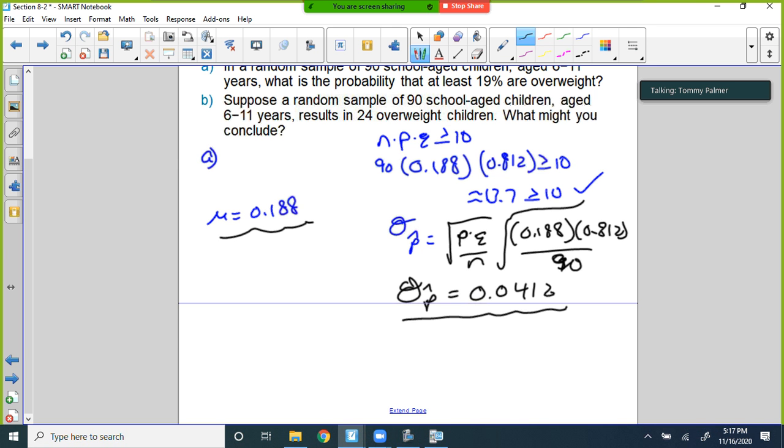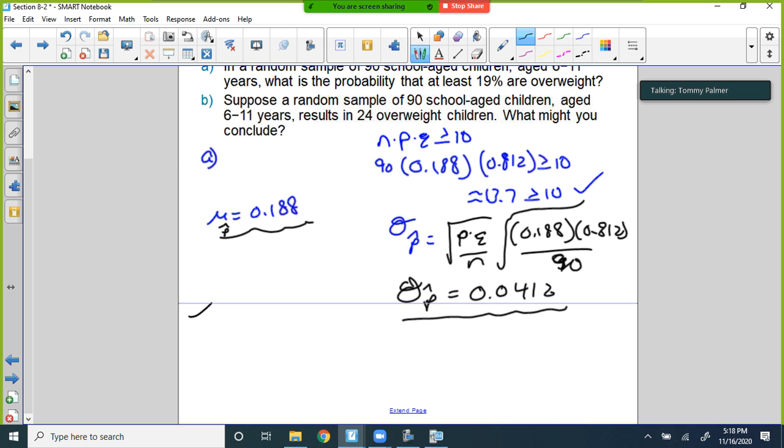So worst case, you're going to have to find the standard deviation of p hat. All right. We can say the mean of p hat there as well. So we're not done, because what is the probability that at least 19% are overweight, right?